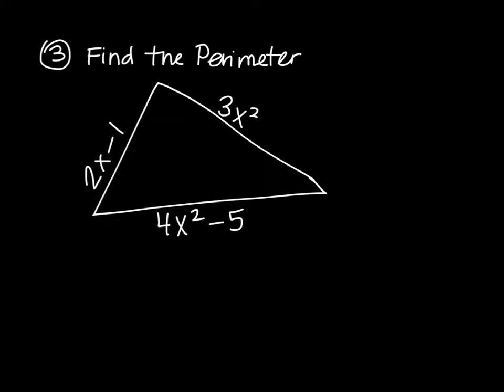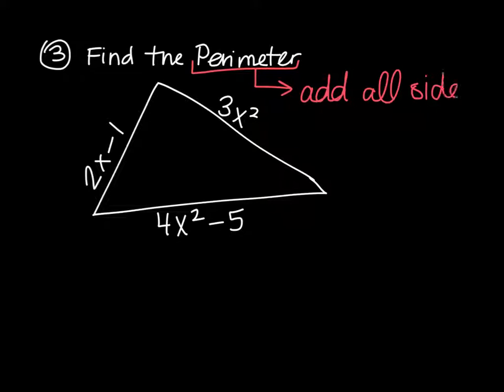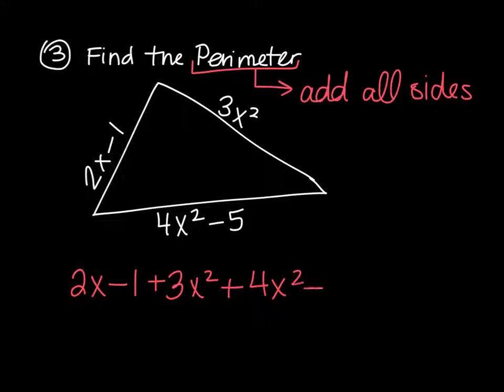All right, our last example here is asking us to find the perimeter. This is a common problem that you're going to see in algebra. So you need to write down, even though this is a geometry standard, we're going to see it in algebra. Perimeter is when you add all the sides of something. So here, I want to find the perimeter, so I'm just going to be adding all of these things. So I'm just going to write it out as one big addition problem. 2x minus 1 plus 3x squared plus 4x squared minus 5.